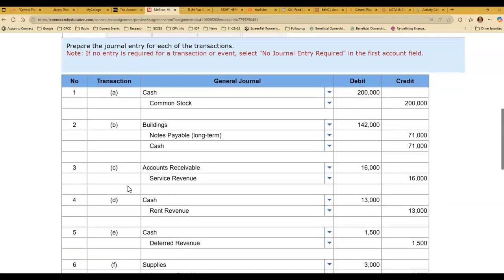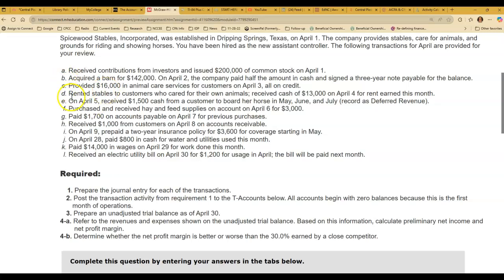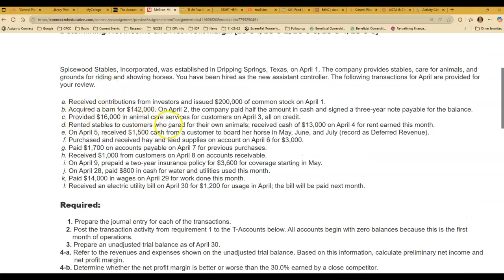The only one that we haven't looked at is item number 4 here. Item number 4 is we rented stables to customers. Now, again, don't skip this part up here at the top and immediately go to input for journal entries, because you need context. In this one, they tell you Spicewood Stables Incorporated was established in Dripping Springs, Texas on April 1. The company provides stables, care for animals, and grounds for riding and showing horses.